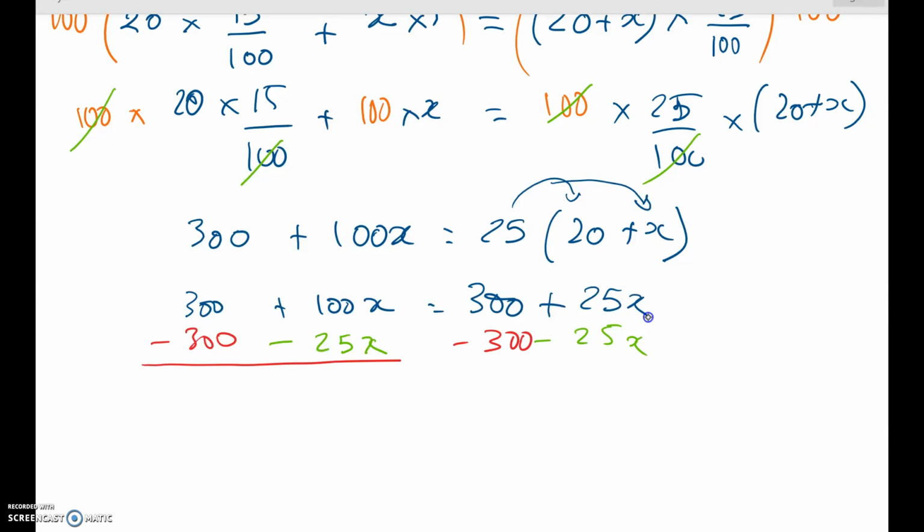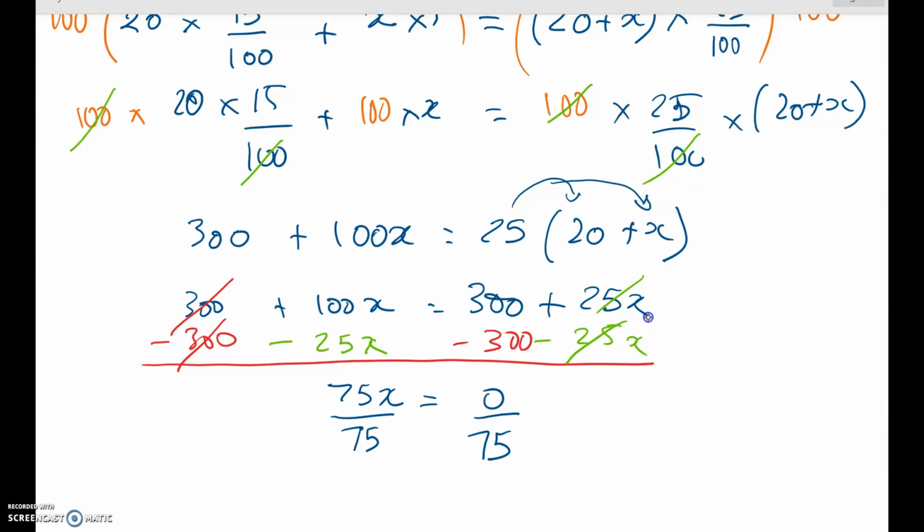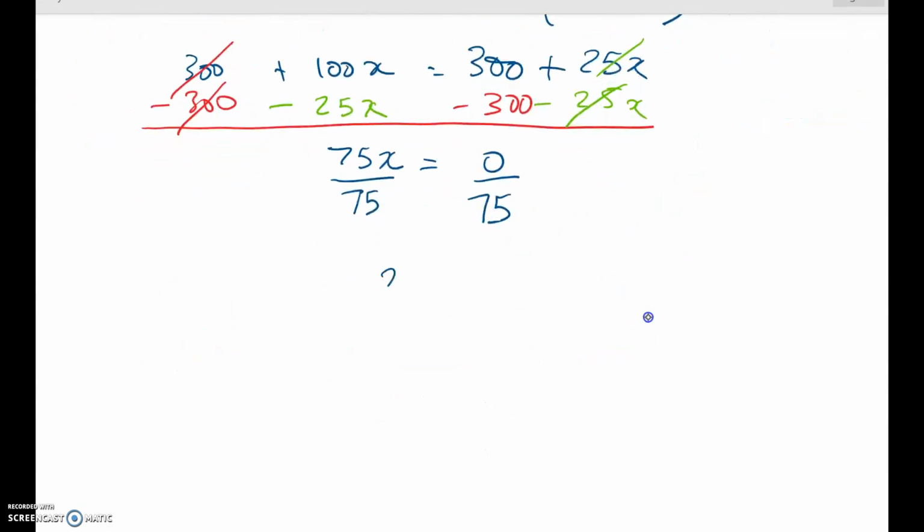Why do I want to subtract 300? Because when I subtract 300, now on my left side, I have only the x value. And if I subtract by 25x both sides, on the right side, 25x cancel out, and I have only on the left side my variable, on the right side the non-variable. I end up to have, at the end of the day, 75x equals 0. Well, 75x equals 0, I divide by 75, and end up to have x equals 0.